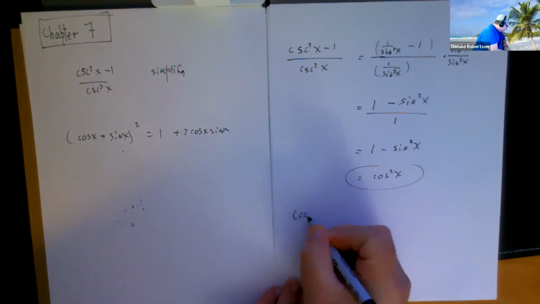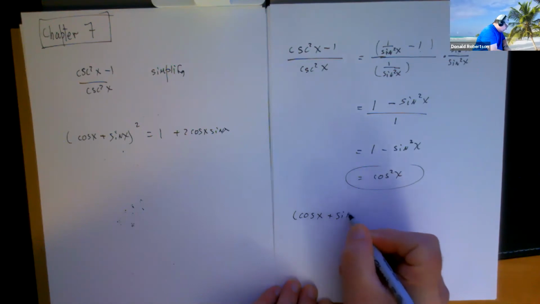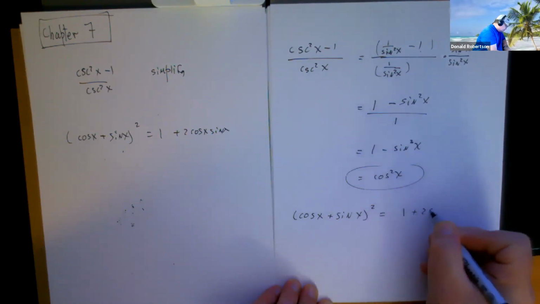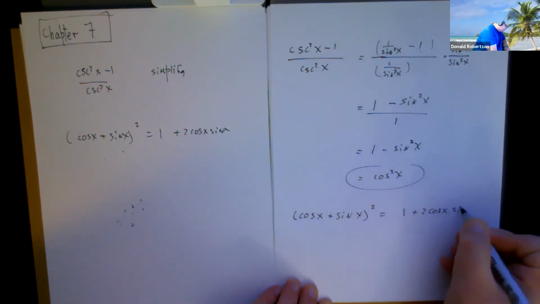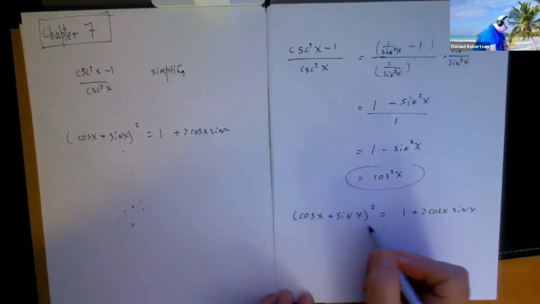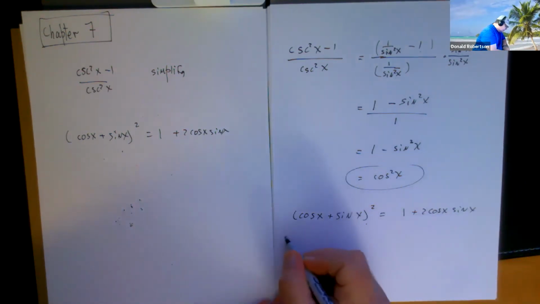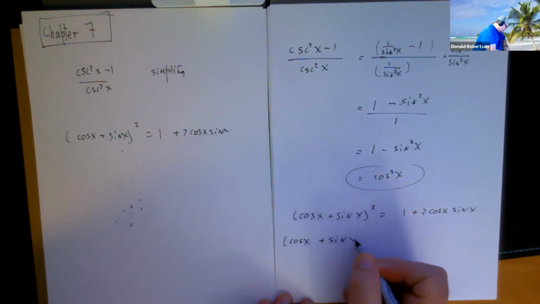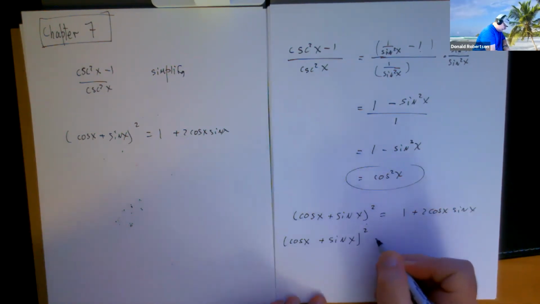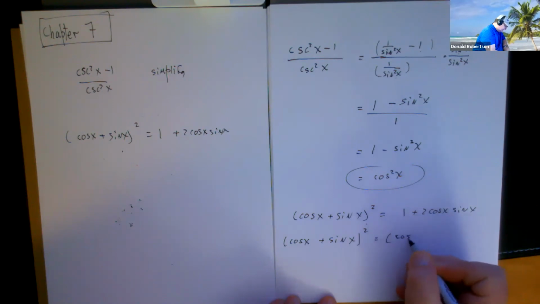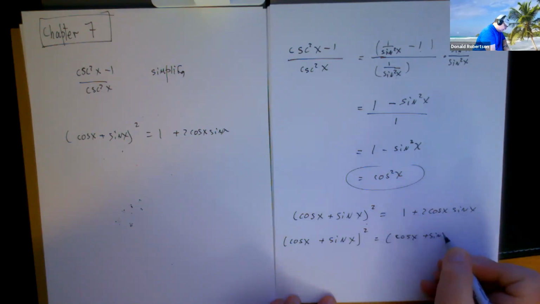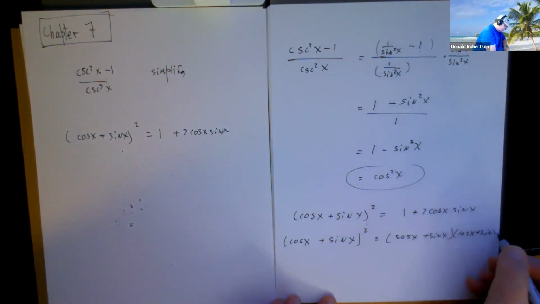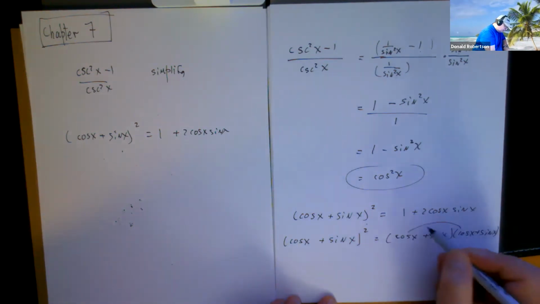Now, the second question was phrased something like this, and it was saying, prove that this is equal to that. Well, so I'm going to take the left-hand side and make it look like the right-hand side. So in this case, it's going to be cosine x plus sine x all squared. Well, that's the same thing as cosine x plus sine x times another cosine x plus a sine x. And then I'm going to do FOIL.